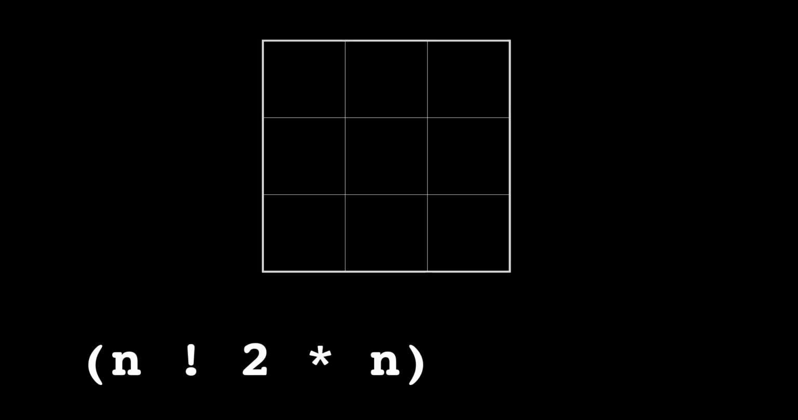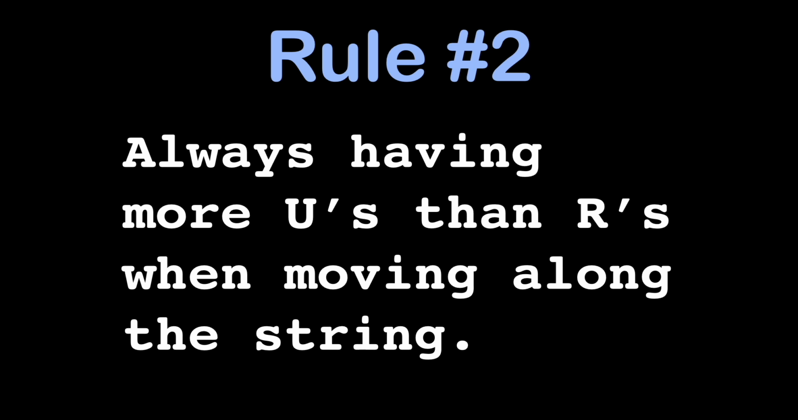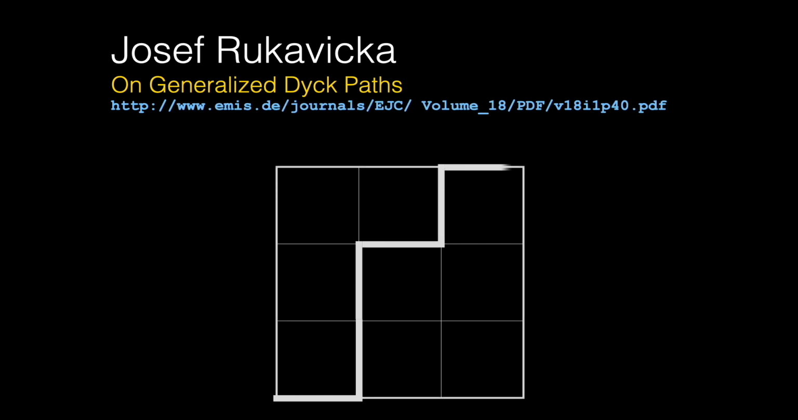We know that the numerator for the Catalan formula generates every possible path beginning at 0, 0 and ending at n, n. But now we have to figure out a way to find the number of those paths that stay above the diagonal, which is equivalent to the left to right rule of having more u's than r's as we move along the string. In 2011, Josef Rukavica came up with an idea to categorize paths by their exceedance, which he defined as the number of vertical edges in the path that are above the diagonal.